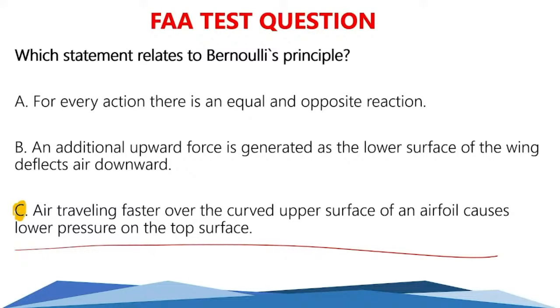A is incorrect. Every action, there's an equal and opposite reaction. That's actually Newton's third law. B is also incorrect. That's because that's also referring to Newton's third law as well, at least the application of it. So a majority of the class got that correct.